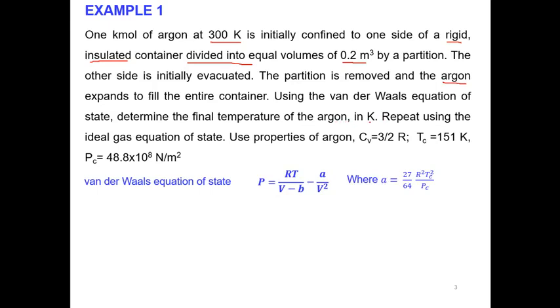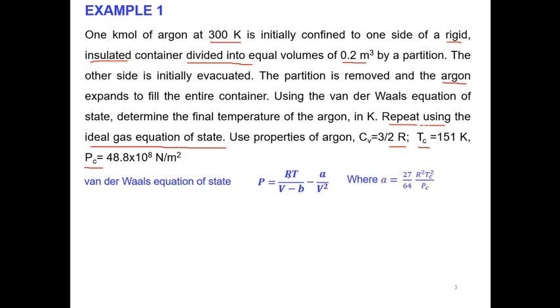Now, using the van der Waals equation of state, determine the final temperature of the argon in Kelvin. Right? Then repeat the same problem using the ideal gas equation of state. Use the properties of the argon like Cv equal to 3/2 R, where R is the gas constant. The critical temperature for the argon is given and the critical pressure for the argon is given.